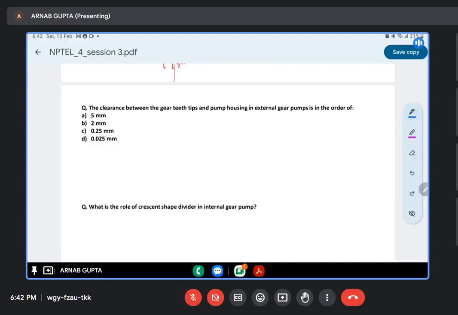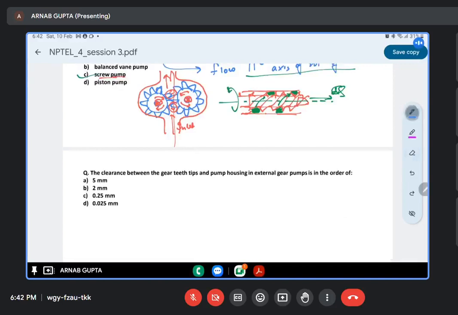I just drew the internal gear pump here, right? So the next question is concerning only the clearance between the gear teeth tips and the pump housing. So these blue colored ones are the gear tips or gear teeth, and the red one is the pump housing. So the clearance between the tip of the teeth and the housing, this particular distance they're talking about in an external gear pump, is in the order of 5 mm, 2 mm, 0.25 mm, 0.025 mm.